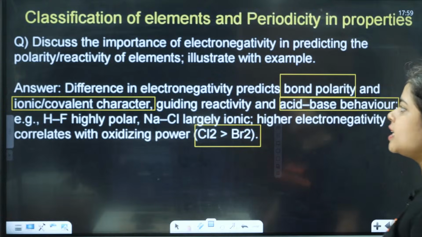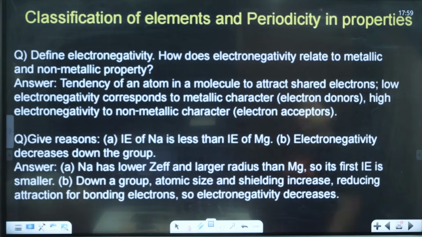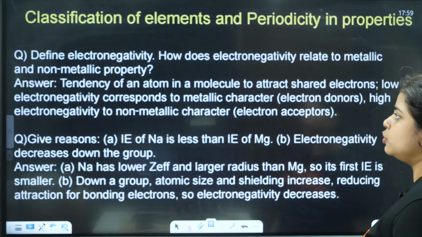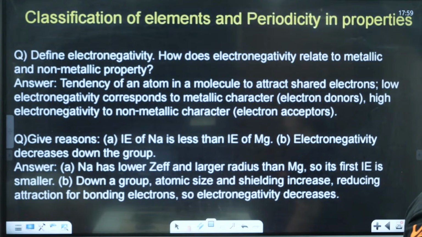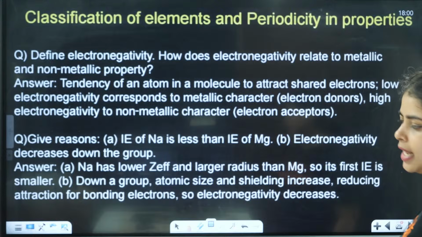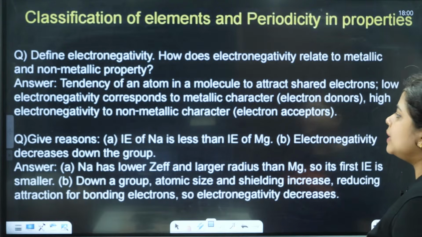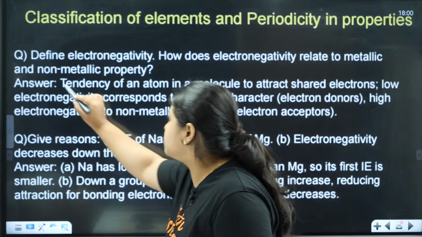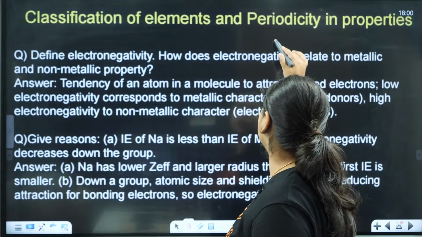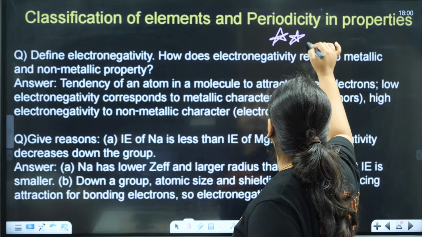Clear? Next question. Define electronegativity. How does electronegativity relate to metallic and non-metallic properties? Before the question, if you didn't understand, just tell me the question. I'll explain. Define electronegativity: the tendency of an atom to attract electrons. Concentrate. This is the most repeated question, guys.